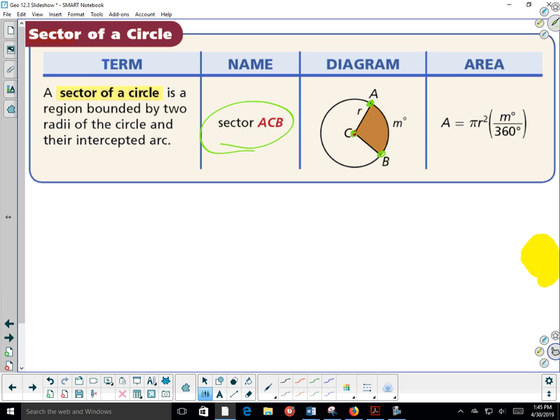And the formula is really not that hard to remember. It is really just: take the area of the circle, but multiply by the fraction of the circle that you want. In this case, what fraction of the circle do we want? If this is m degrees here, then that would be m over 360. So that's the fraction of the circle that we want, and we multiply by the area of a circle, which you know is pi r squared.